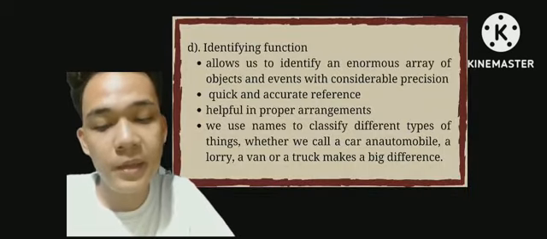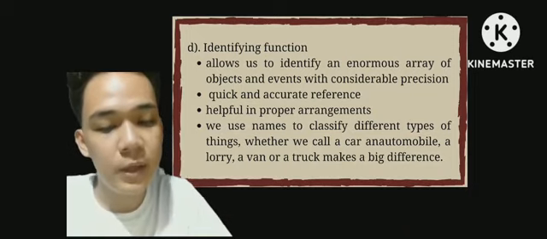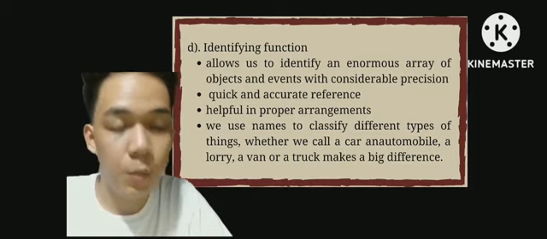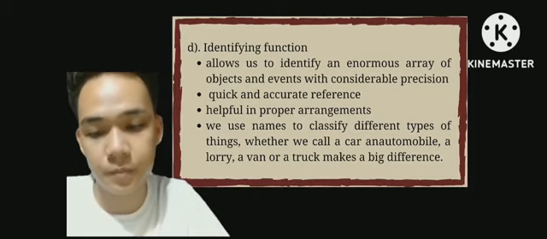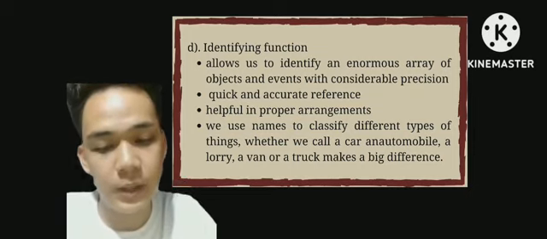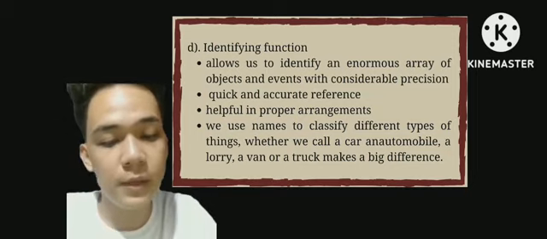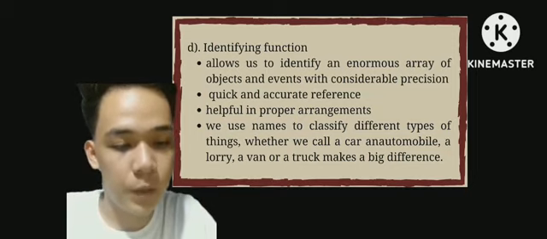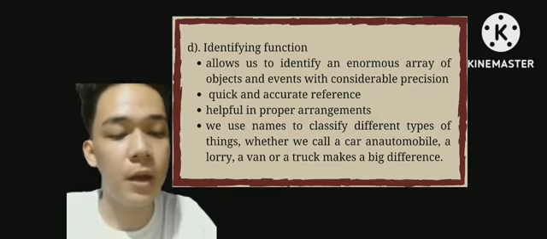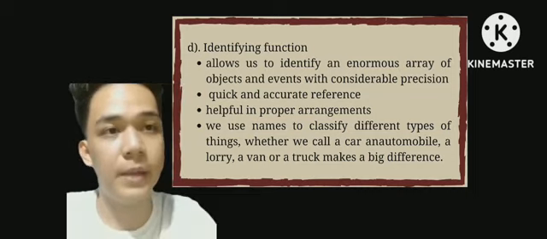The next one will be the identifying function. It allows us to identify an enormous array of objects and errands with considerable precision. It is quick and accurate reference. It is also helpful in proper arrangement. We use names to classify different types of things, whether we call a car an automobile, a lorry, a van, or a truck. That all makes a big difference.